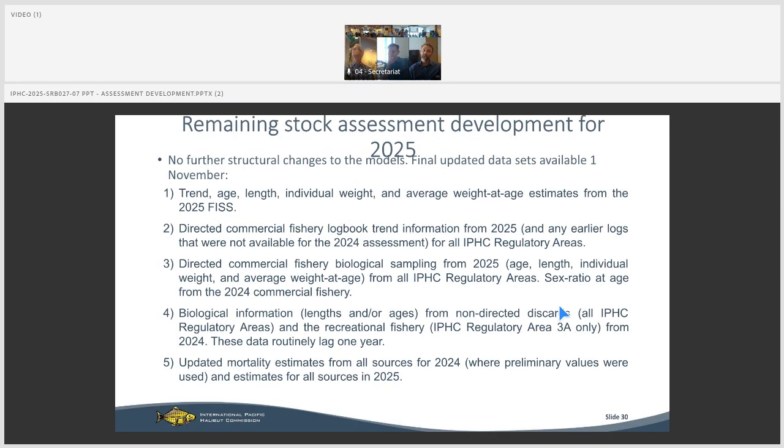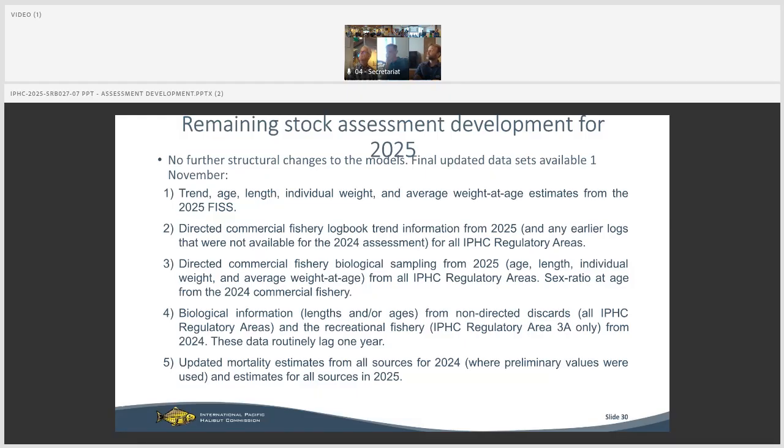Which leads to the rest of this fall, which is that basically I think we're all comfortable with the development through June, and I don't suggest any further structural changes to the models. So from here, we just go through the routine process of updating all these various data sets. And I won't read through them all, but it's the standard stuff that we update every year.